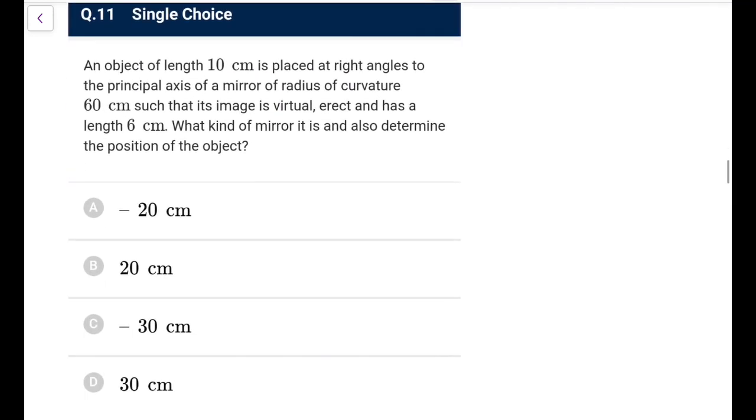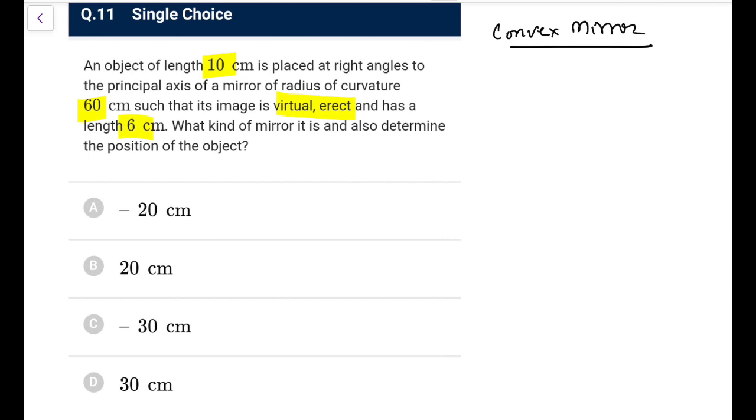Next one. An object of length 10 centimeter is placed at right angle to the principal axis of a mirror of radius of curvature 60 centimeter, such that its image is virtual, erect, and has a length of 6 centimeter. So virtual, erect, and diminished image, so definitely it means it's a convex mirror for sure.